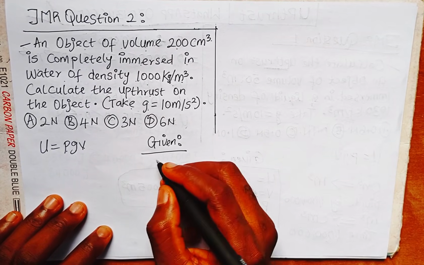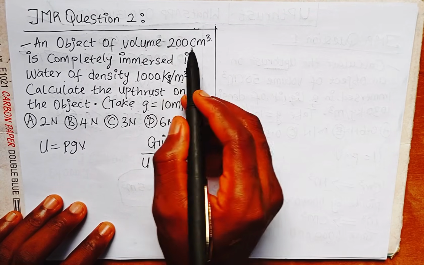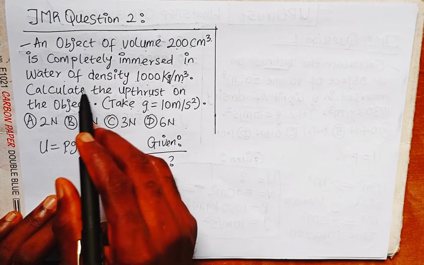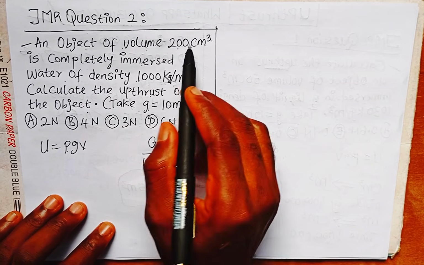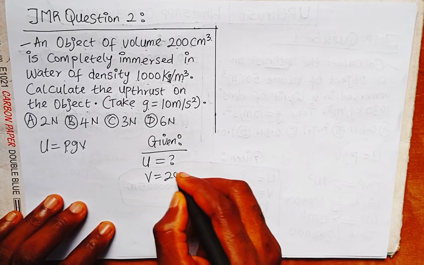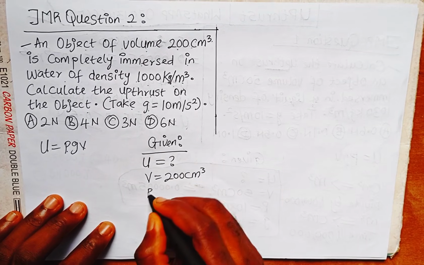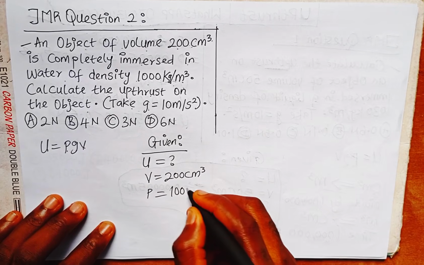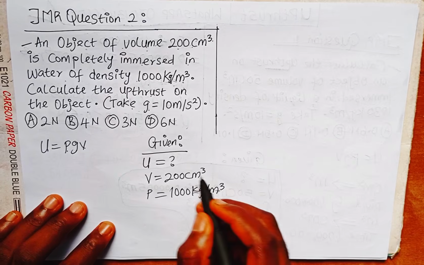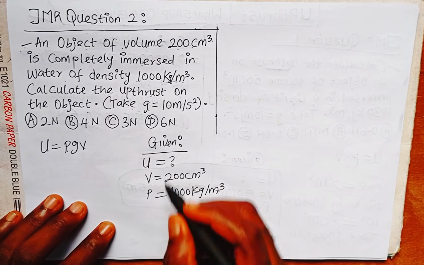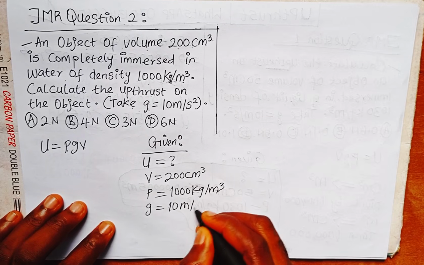We were asked to find upthrust equal to question mark. We were given density, look at it here. We were given volume, V equal to 200 cubic centimeter. Density, P equal to 1000. They always put the unit so that you know when you require conversion. Then they give us acceleration due to gravity equal to 10 meters per second square.